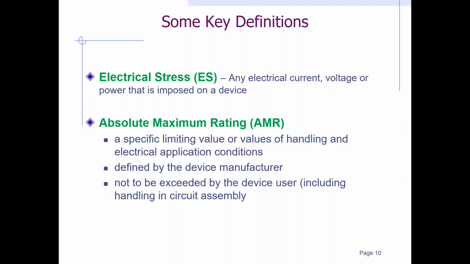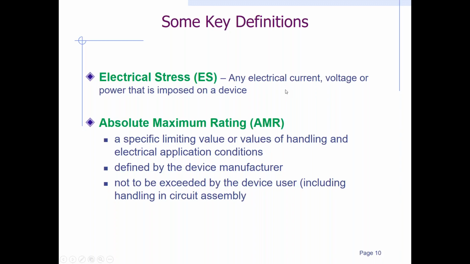So here's some key definitions. I've been trying to be careful with my language, but I have to tell you that sometimes I slip and go back to the old ways of talking about things. So if you catch me, let me know. That'd be great. So some terms are: electrical stress is any electrical current, voltage, or power that is imposed on a device. It could even include the operating voltage and current. And so it's an electrical stress without the over in it, because we don't know if something is an overstress unless we know something about the ability of the device to withstand the stress.